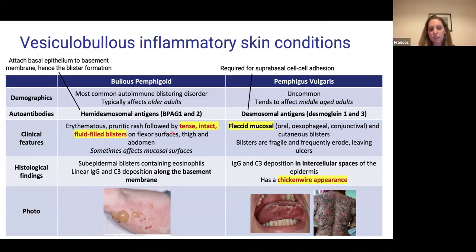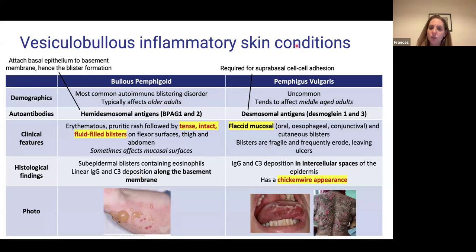You're going to find it on flexor surfaces, the thigh, the abdomen, and sometimes in the mucosa, so things like the mouth, but this is much more rare. And ultimately, if you were to do some kind of histology, what you would find is deposition of IgG and C3 along the basement membrane, because that's where the hemidesmosomes are.